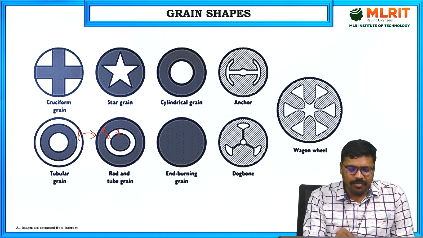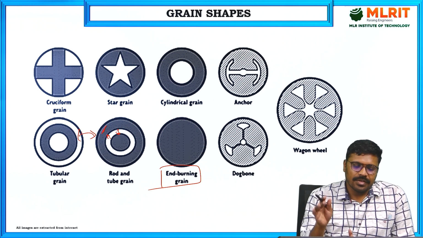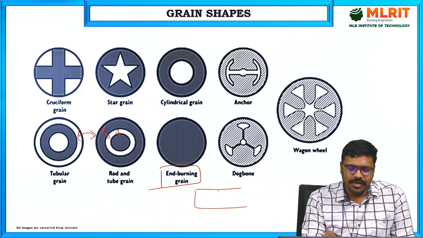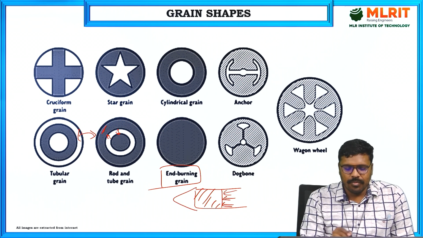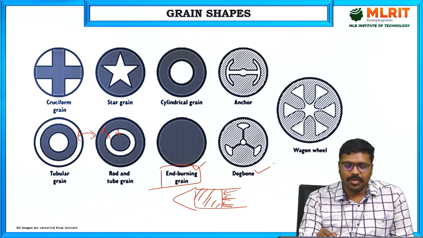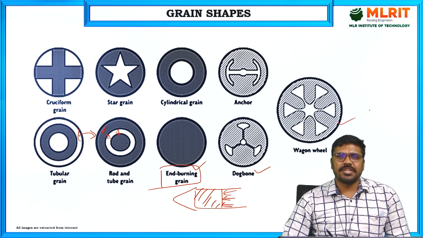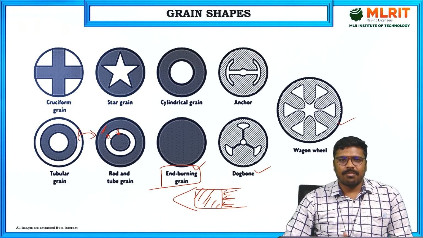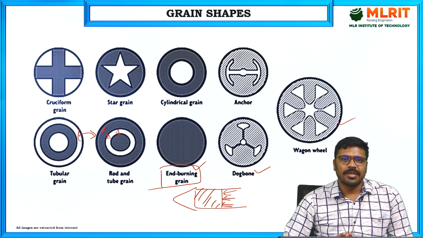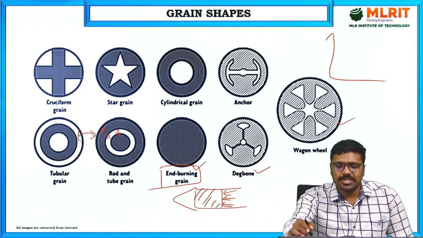And next, end burning propellant grains. There is no cavity, the motor case will be like this. The propellant is filled completely, and the burning starts from the end in the motor case. Then this is the end burning. And next, dog bone. The cavity is like a dog bone, or wagon wheel. Like this, different types of grain shapes are there. It depends upon the requirement. What type of requirement? It depends upon the thrust profile you need, how you want to change the thrust.